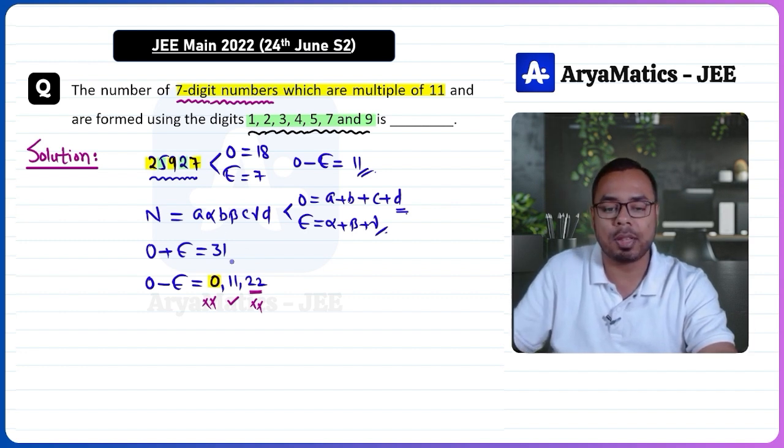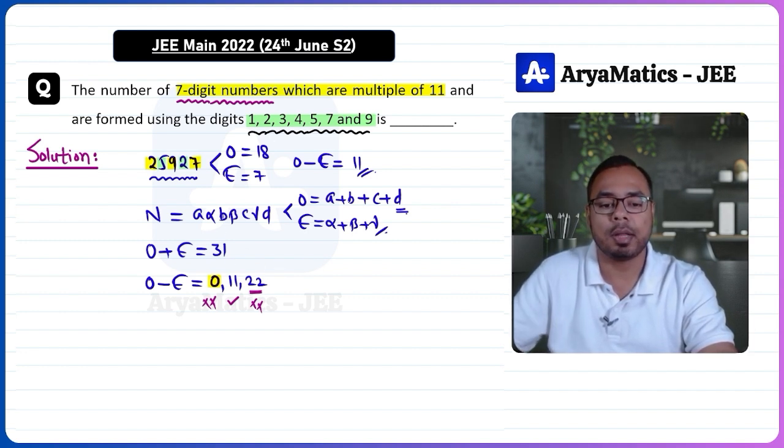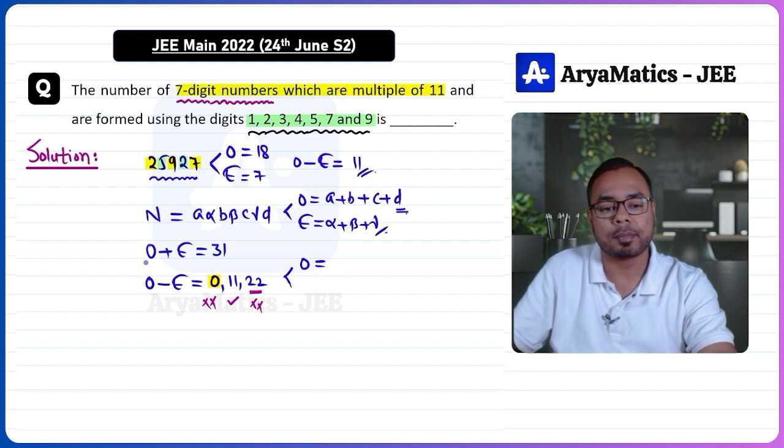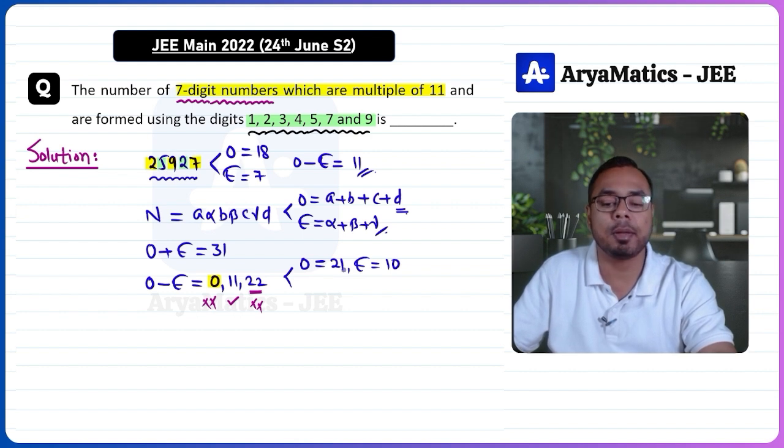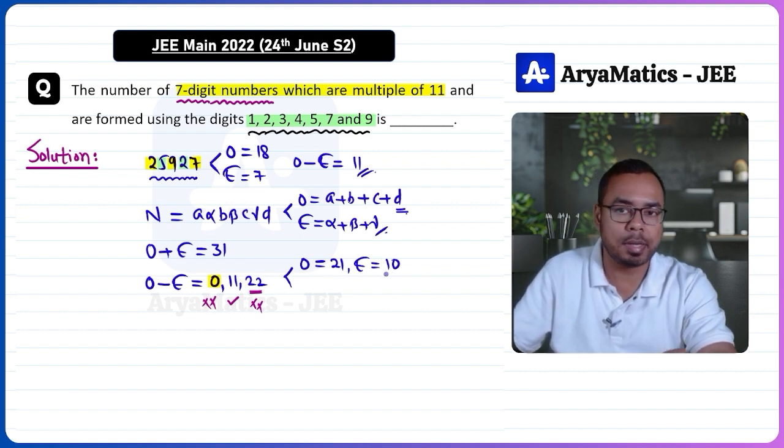Now solve these two equations. O plus E is 31, O minus E is 11. If you solve this, 2O will be 42, so O will be 21. And if O is 21, E must be 10. Sum of digits at odd places is 21, which implies the sum of digits at even places will be 10. This is one possibility.